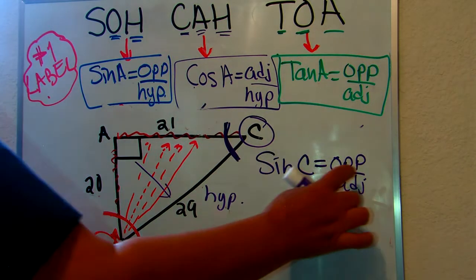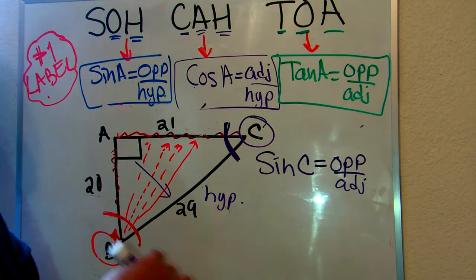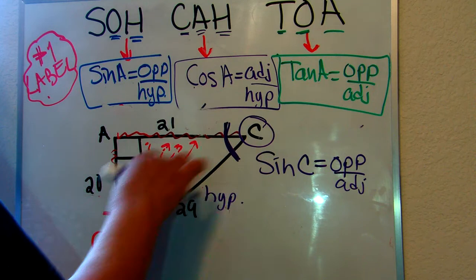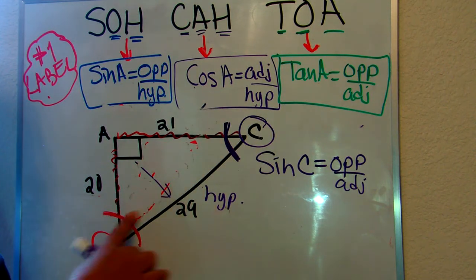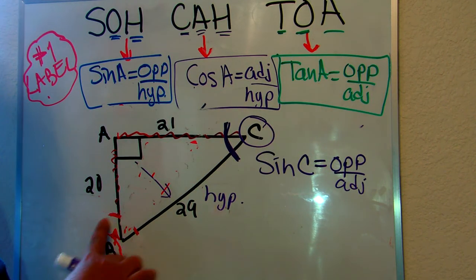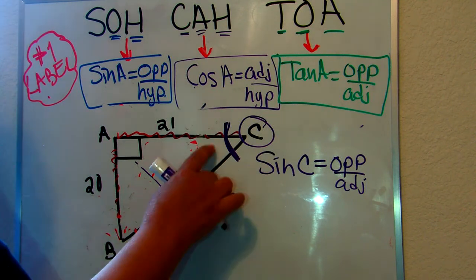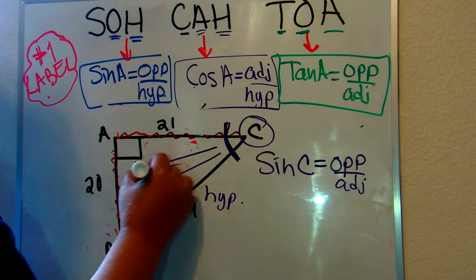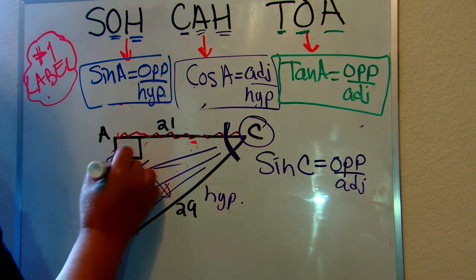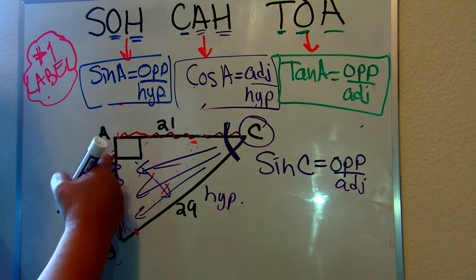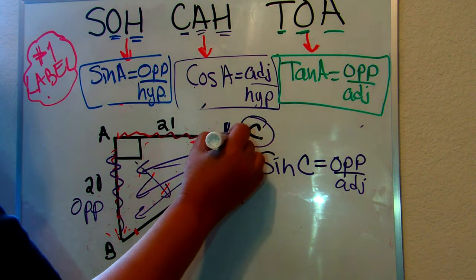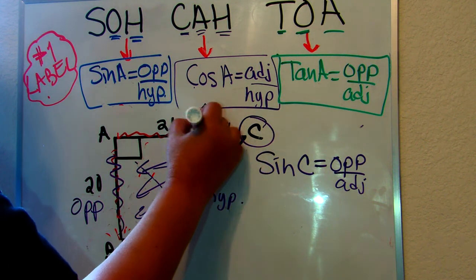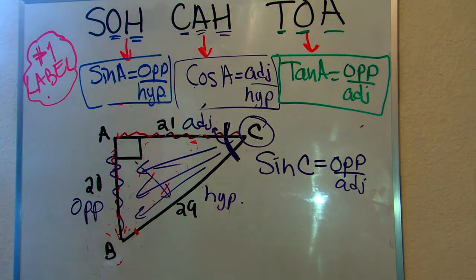Okay, so now I'm looking for the opposite. Which of these two is the opposite? The one that is what? Let me erase all this. Okay, which is the one that is across from you? If you're shooting rays, this one is in front of you. So now this one is opposite to angle C. And who is your neighbor right next to you? This one.